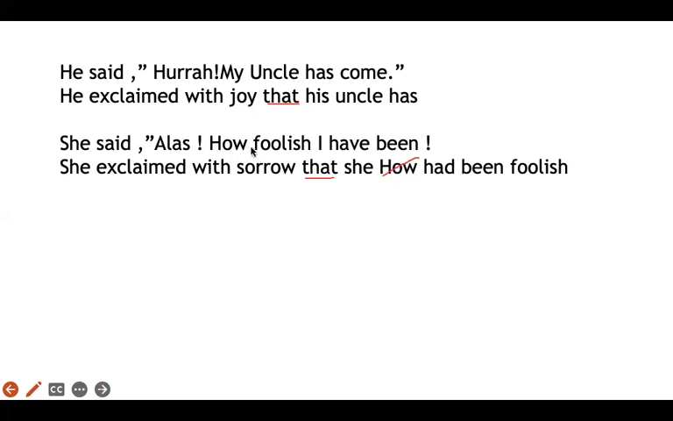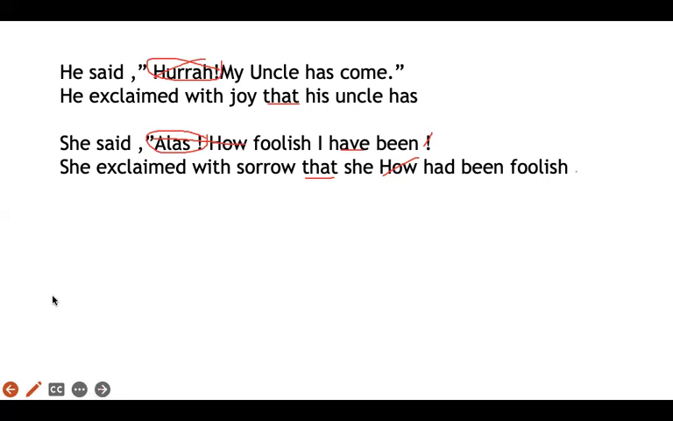How should be removed. Okay. How foolish it is. What a beautiful picture. These expressions should be removed. Okay. That she had been foolish. Have changes to had been foolish. Now we have removed how, and we have removed alas, we have removed hurrah. These are interjections, they need to be removed. Okay. Interjections are these expressions with the exclamatory mark, they have to be removed. And question mark, exclamatory marks, all will be removed.